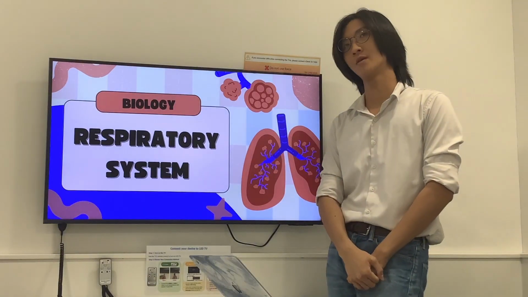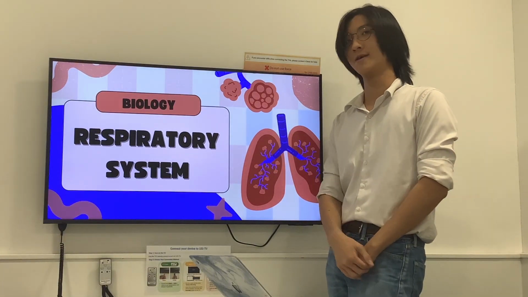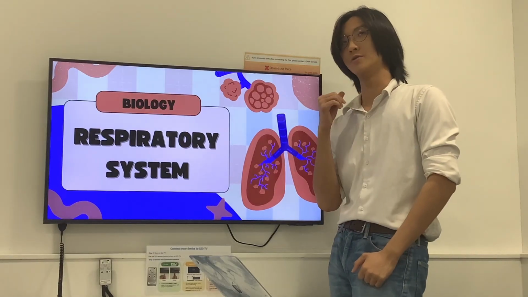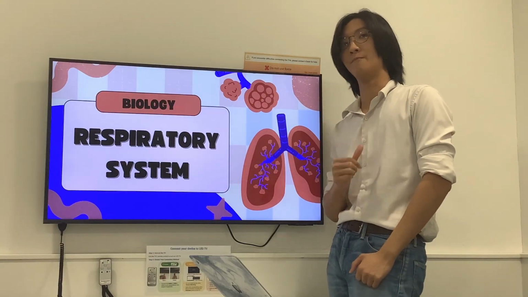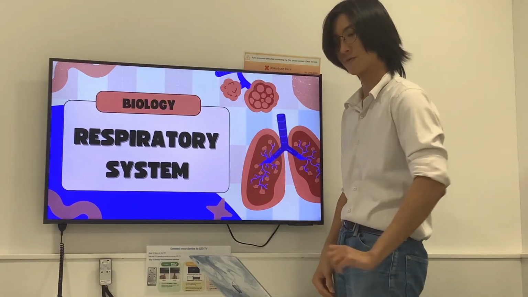Today we are going to introduce a system of human biology called the respiratory system. Before we figure out how it works, we're going to classify some components involved in this topic.